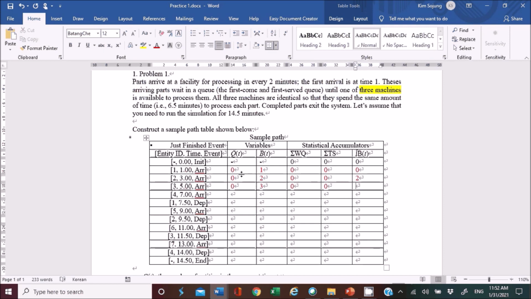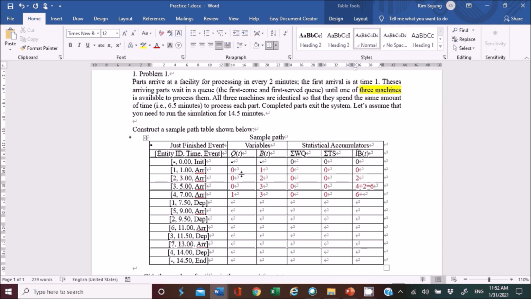Basically 4 plus, right? So 4 plus because the first entity occupied the server for 4 minutes and the second entity occupied the server for 2 minutes. So 4 plus 2 will give you 6, right? So that's why it's a 6. You can just type 6 here. And next one. So now Qt value becomes 1, right? Because we have only 3 servers. So that's why. And this is still 3, right? And WQ is 0, TS 0, and BT value is what?